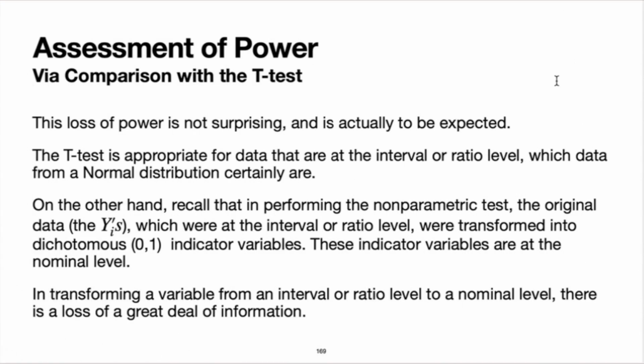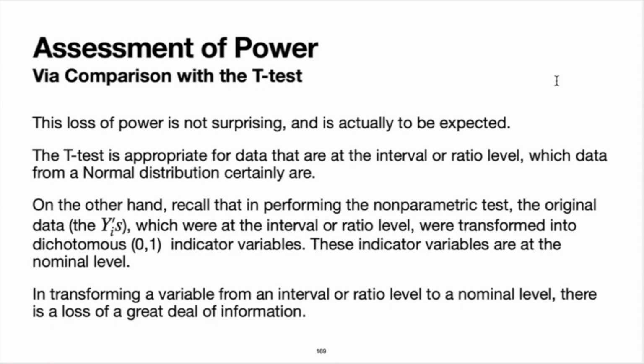Now, this loss of power is not surprising, and it's actually to be expected. The t-test is appropriate for data that are either at the interval or the ratio level. Data from a normal distribution is certainly at both of those levels. On the other hand, recall that in performing the nonparametric test, the original data values, the y's, were at the interval or ratio level because they're coming from a continuous distribution, and so those distributions tend to be at the interval or ratio level.